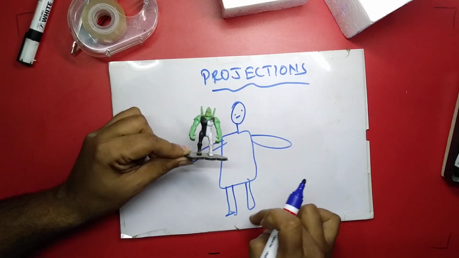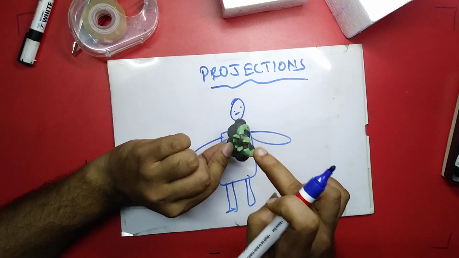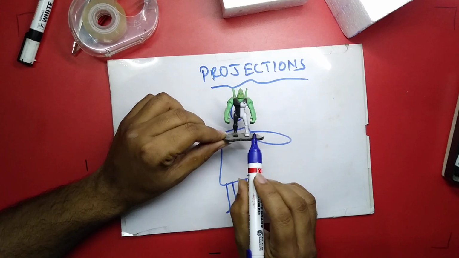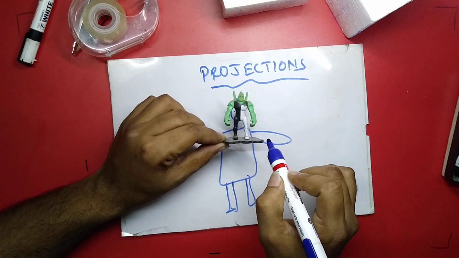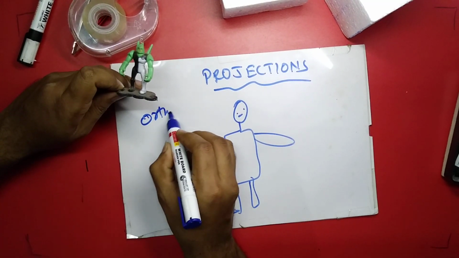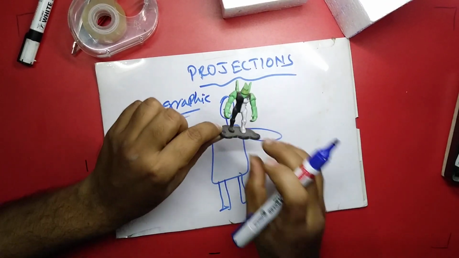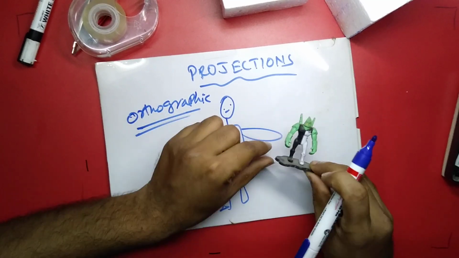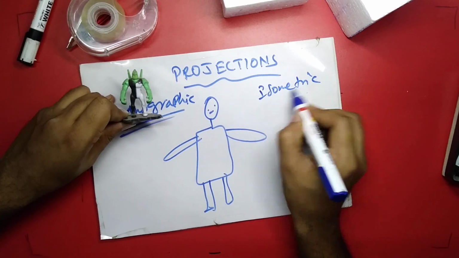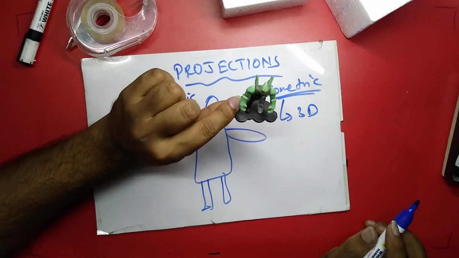So I can consider this as a front view of this object, this as a side view, and this as a top view. In either one of the views I can see only two dimensions, this dimension and this dimension. These types of diagrams are known as orthographic. If I draw the three dimensions of this object onto the sheet, then I'll call that isometric. Here we can see only two dimensions. Here we can see three dimensions of this object.